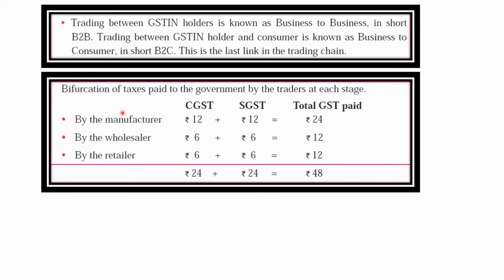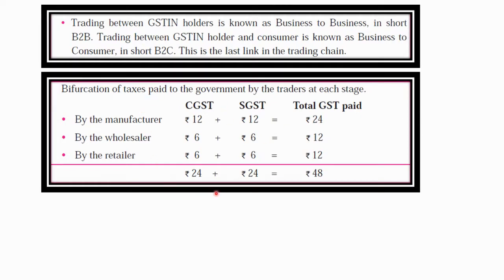This particular table is a bifurcation of taxes paid to the government by the trader at each stage. So the manufacturer paid 12 rupees CGST, 12 rupees SGST, and in total 24 rupees GST. Similarly, the wholesaler paid 6 rupees CGST, 6 rupees SGST, and in total 12 rupees GST. The retailer also paid 6 rupees CGST, 6 rupees SGST, and in total 12 rupees GST.